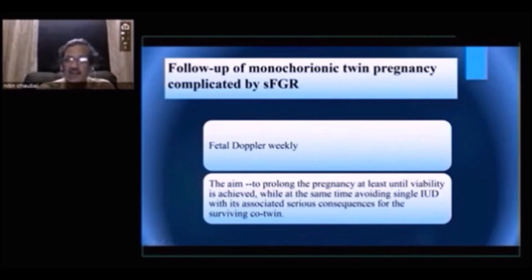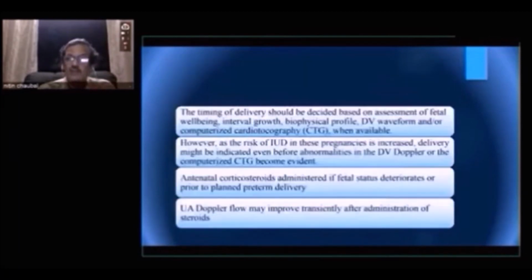The idea is to stretch things as much as possible until we attain the age of viability, but avoid a single intrauterine death, because as we'll see subsequently, a single intrauterine death has serious consequences on the surviving twin. So when we go ahead, we might take help of other parameters like the ductus venosus. We might take help of biophysical profile, and if you have a computerized cardiotocography, that is also useful.